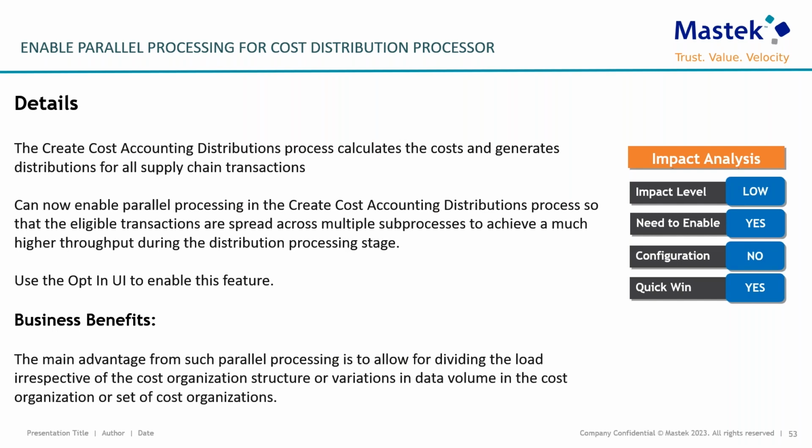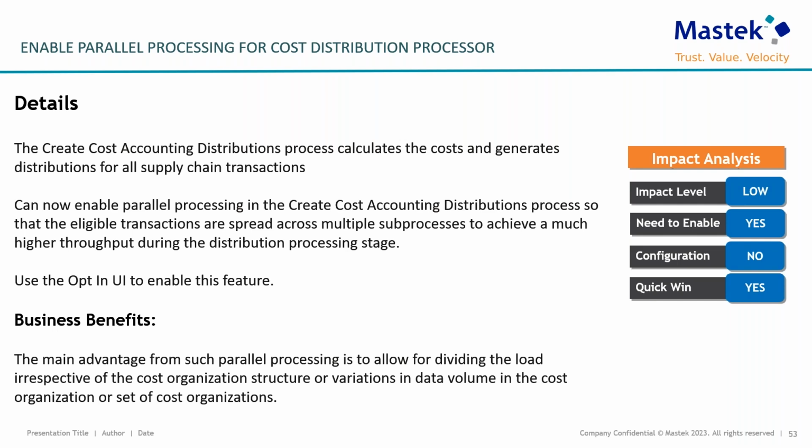Now we can enable a parallel processing. With this feature, we can enable a parallel processing in a create cost accounting distribution so that the eligible transactions are spread across the multiple sub processes to achieve a much higher throughput during the distribution processing stage. To use this feature, we need to opt in in the UI.